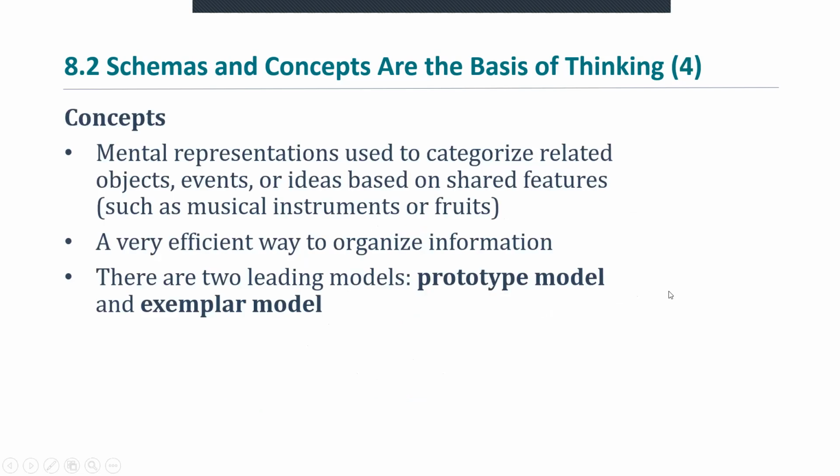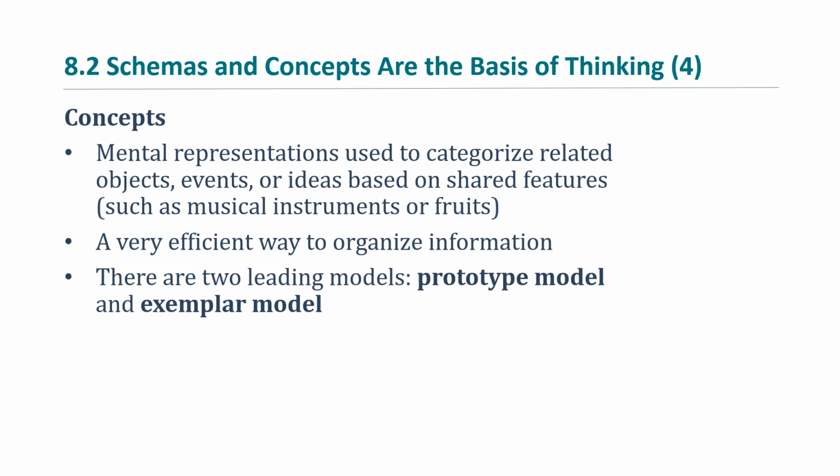So concepts are mental representations used to categorize related objects, events, or ideas based on shared features, such as musical instruments, like we saw on the last screen, or fruits. You have a category for fruits that are based on shared features. And it's a very efficient way to organize information in your mind. It means that you do not have to store every instance of an object or a relationship or a dimension individually. Instead, you store concepts based on the properties shared by certain items or by particular ideas.